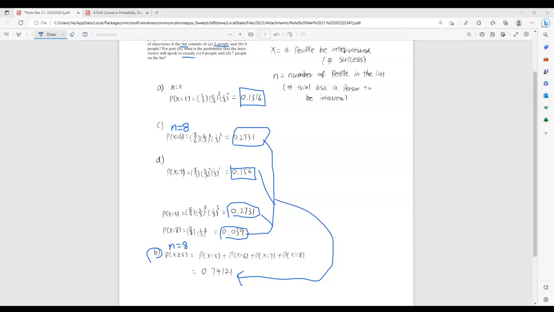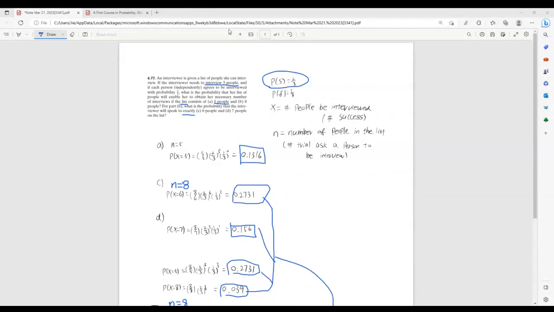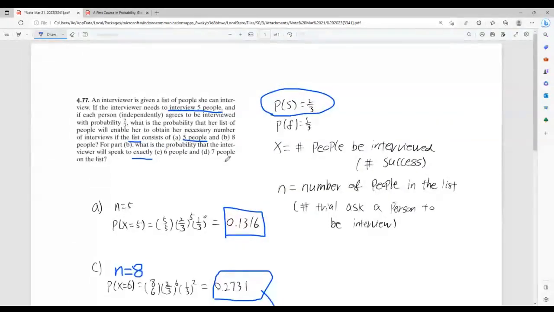Wait, 7 people on the list. In here it says 7 people on the list. Yeah, that's from the 6. That's from the exactly. We'll speak to exactly 6, 7. So this is continuous. So C and D are under the same setup of exactly.